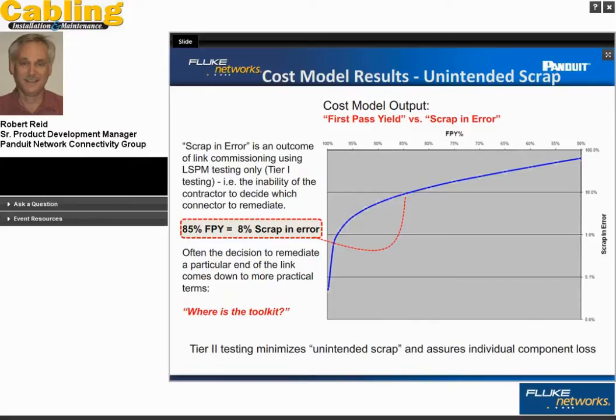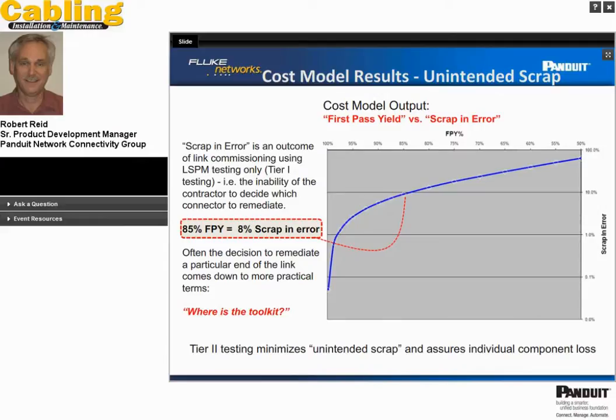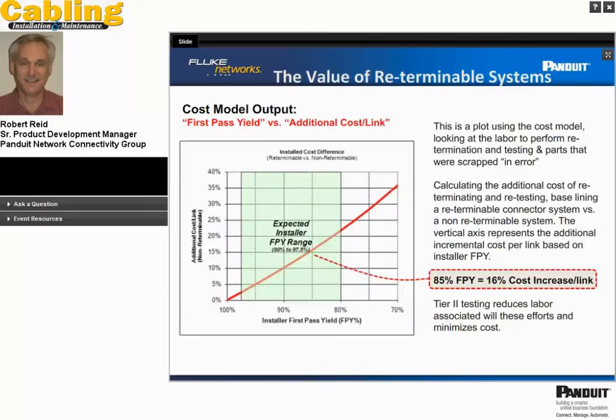And a lot of times if you're building closets and equipment rooms, and in particular, if you're doing assembly line, which we don't recommend, assembly line termination, a lot of the times all the closet connectors are built and you're ending up with a lot of cable coming back into the ER, and you're ending up with the toolkit back in the ER, and you're terminating there. And a lot of times the decision to remediate which end comes down to, well, where's the connector toolkit? I'm going to try this end. And it's not a systematic approach with tier 2 testing where I'm immediately identifying which end has failed and immediately remediating that. Again, the value of tier 2 testing.